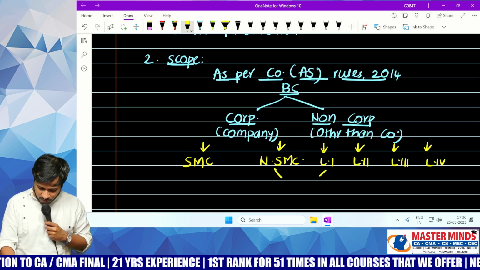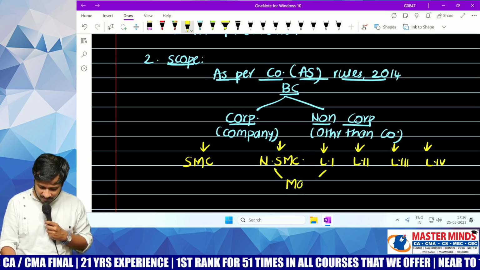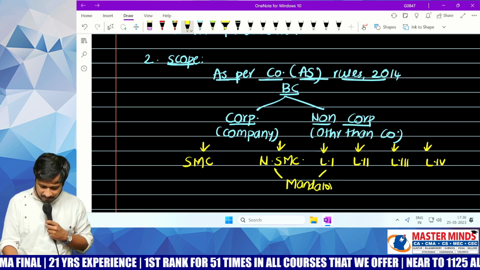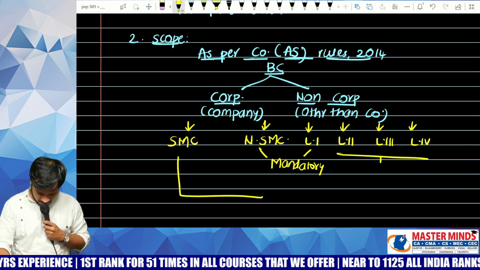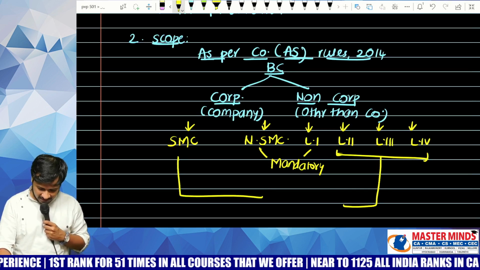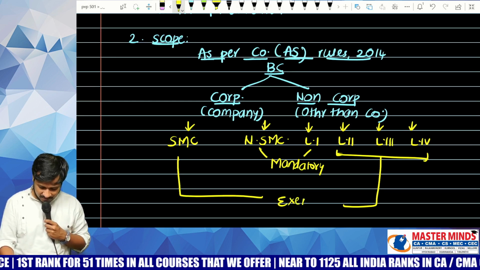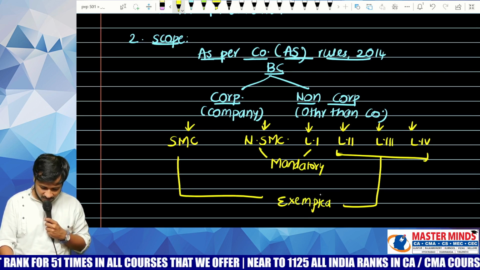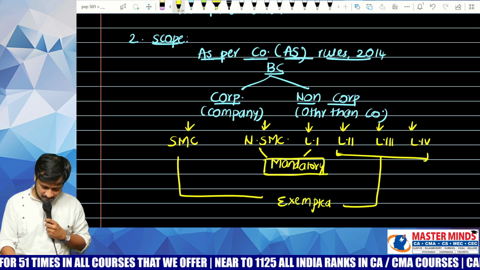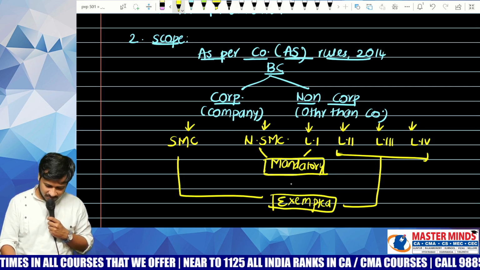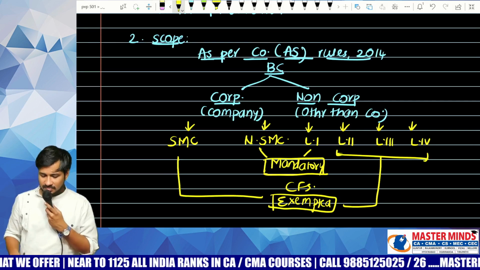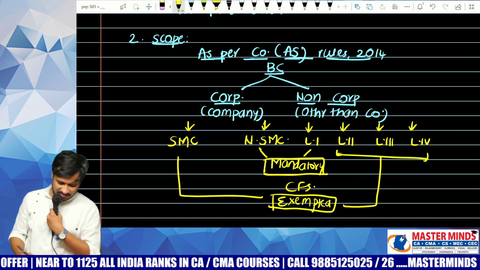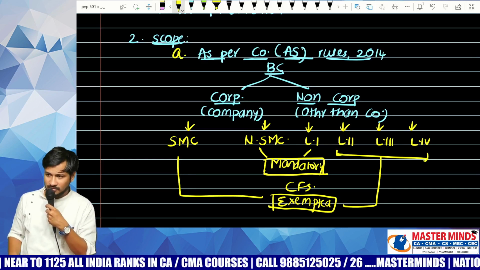Whereas for these two, cash flow statement is mandatory, whereas for these, cash flow statement is exempted. Am I correct or wrong? Write the same: mandatory, exempted. Cash flow statement is mandatory and exempted. Write in that. This is point number A in scope.